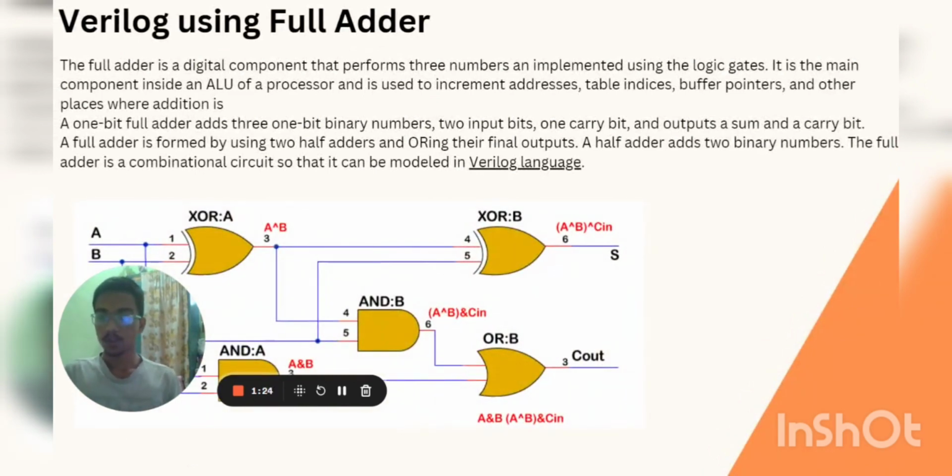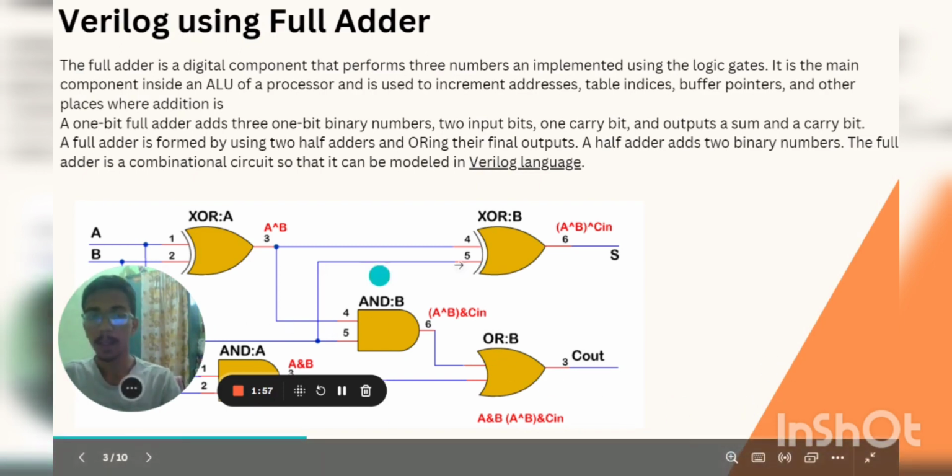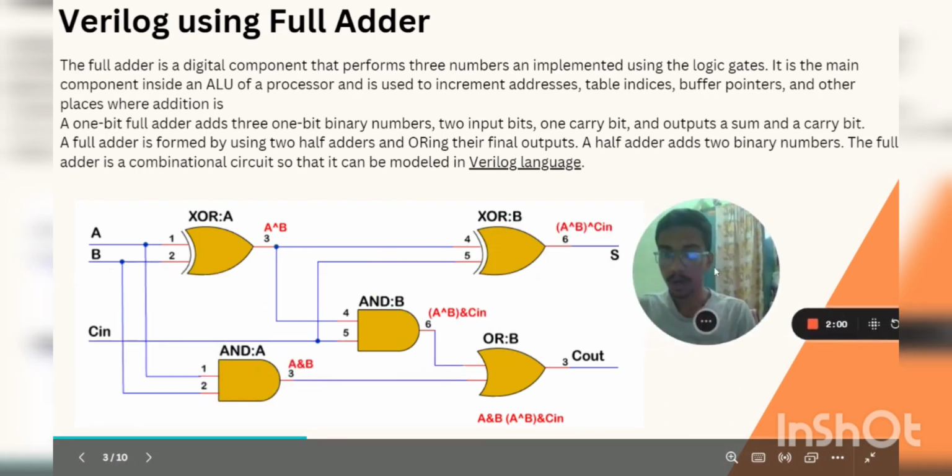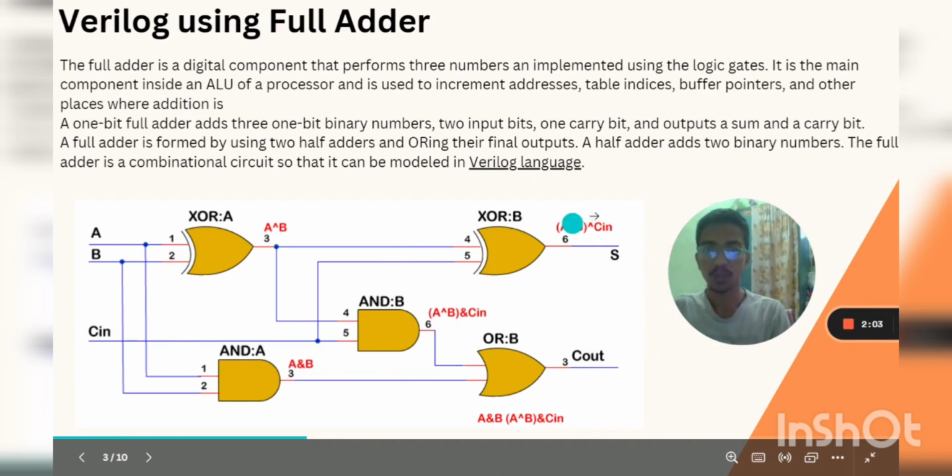Verilog using full adder. So here we have an application-based code. We are going to tell you all about the Verilog code for a full adder. A full adder is a digital component that adds three numbers and is implemented using logic gates. It is the main component inside an ALU of a processor and is used to increment addresses, table indices, buffer pointers, and other places where addition is needed. A one-bit full adder adds three one-bit binary numbers, two input bits and one carry bit, and outputs a sum and a carry bit. Here we have given the circuit diagram of the full adder. You can see three inputs and we are getting two outputs, sum and carry out.